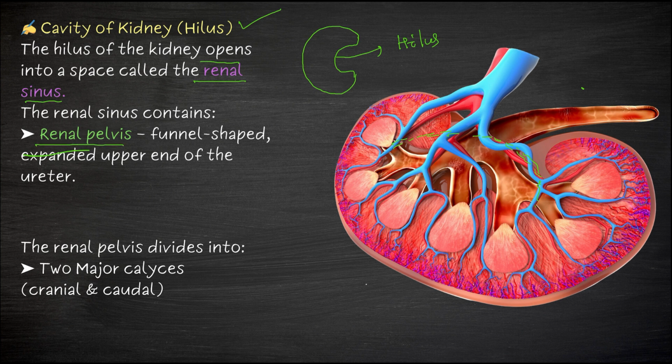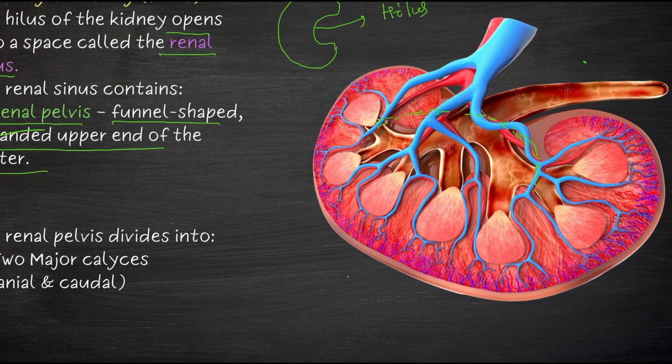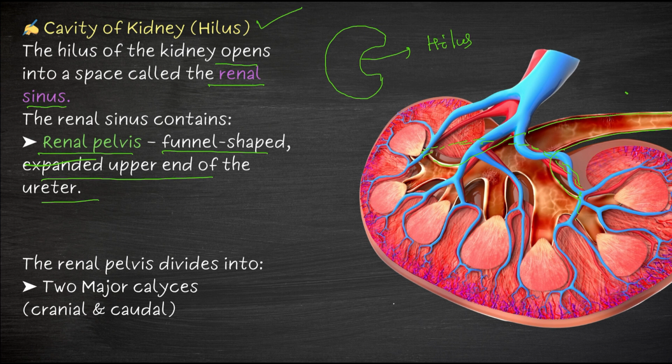Renal pelvis, the funnel shaped expanded upper end of the ureter. If you see this, this is the ureter. The ureter forms a funnel shaped expanded structure like this. This is called the renal pelvis. And the pelvis opens into this renal sinus.